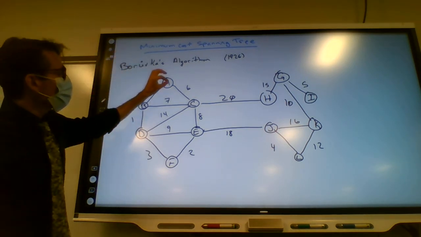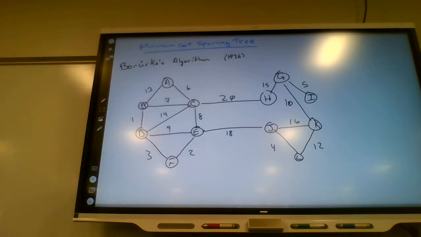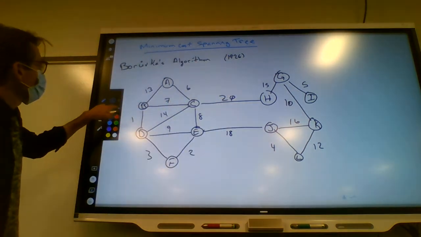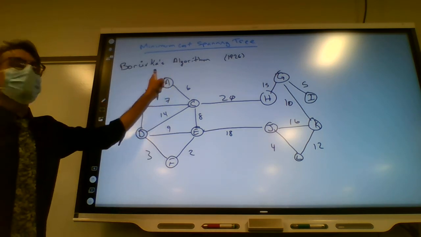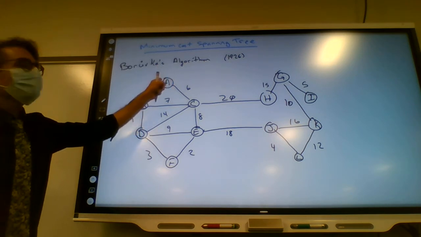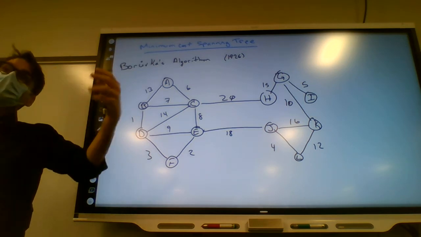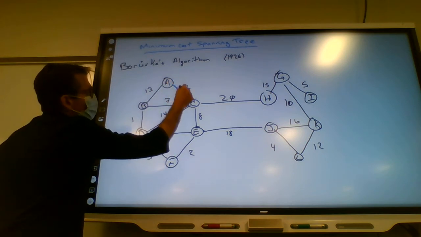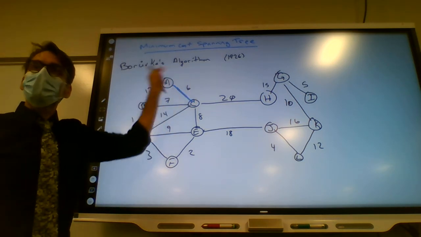We look at each one of those pieces individually and we say, okay, what is the smallest weight from this tree? What's the smallest thing that I could use to connect this tree to another tree? Right? So we're going to try to reduce the number of components. Well, up from here, the two options are 13 and 6 weight. So we're going to add the 6 for that one.